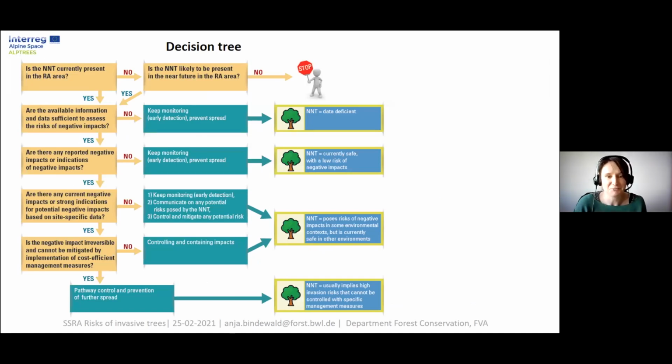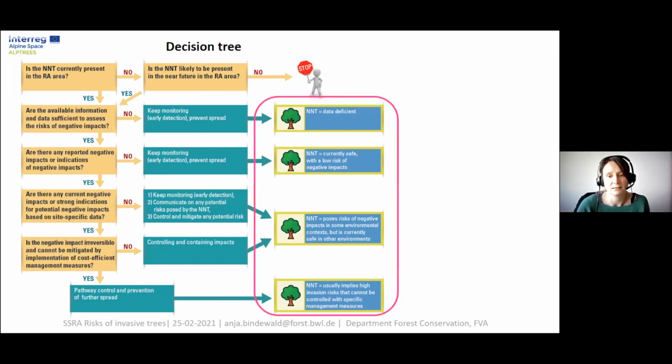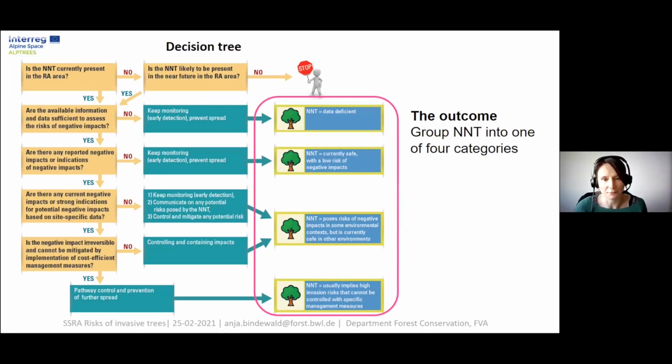It's not the time to go through all of this decision tree in detail again, but I would like to draw your attention to these 4 groups. One of the major outcomes of this tool is to group the selected and assessed non-native tree species into 1 of 4 categories. So finally, you may end up with the result that there's no data available. Even after you applied all the steps, you come to the conclusion that the data is still not enough to assess the risks of this non-native tree species. So you have to highlight this as data deficient.